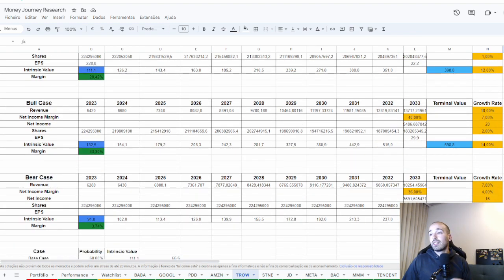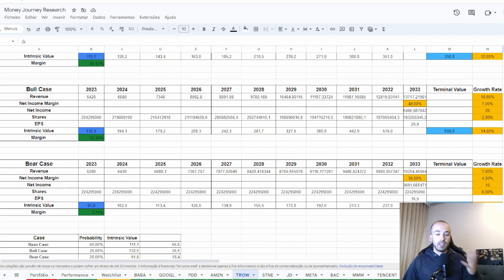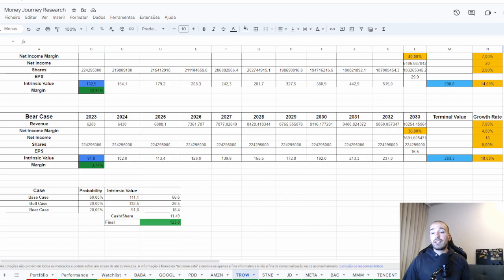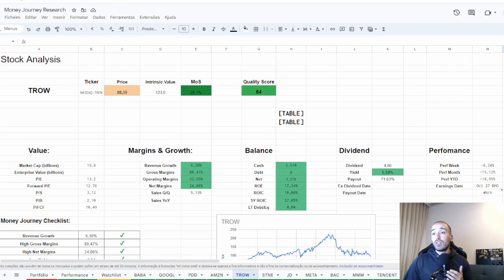For the bull case and bear case, I use better or worse assumptions. And with that, I came up with an intrinsic value, or a value at which I want to buy this company, of $123. So at the moment, they are trading under $90. In my opinion, under $100 or close to $100, it's a really good price for this company.